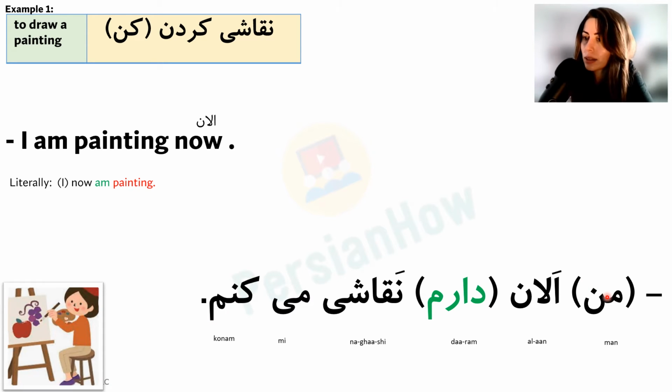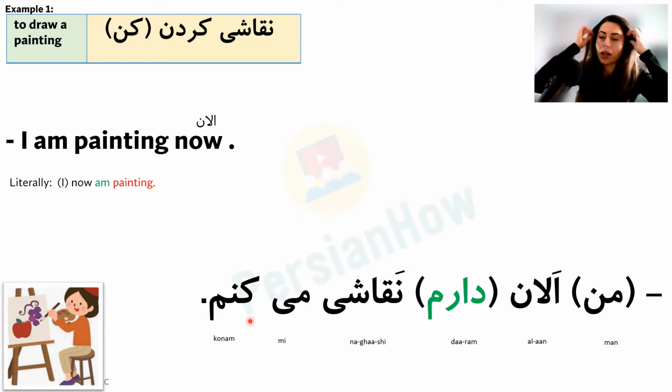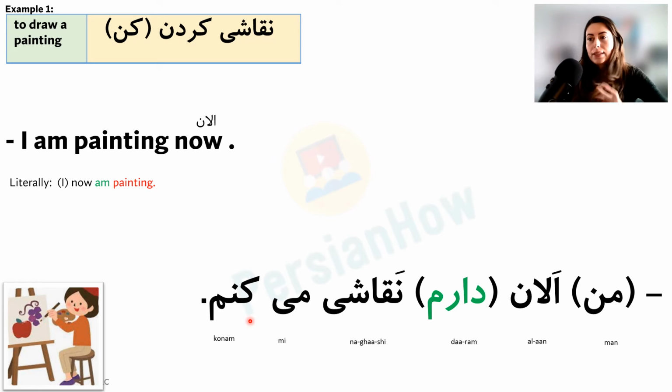So man is in a bracket. دارم is in a bracket. And we can also, so both of them are optional. So I can also say something like الان نقاشی میکنم. So that's also correct.